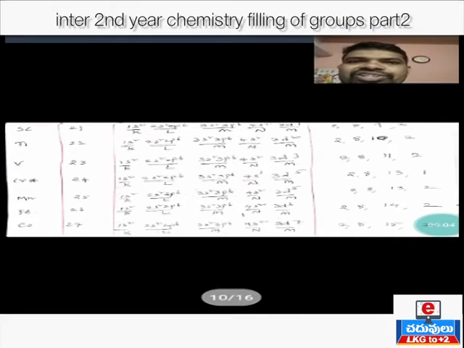In the previous session, we were discussing some important rules for filling of electrons into various atomic orbitals. The rules are the Aufbau principle, Pauli's exclusion principle, and the rule of maximum multiplicity. In the previous class, I just defined the Aufbau principle. The Aufbau principle gives us the energy order of various atomic orbitals to write the electronic configuration of the elements.